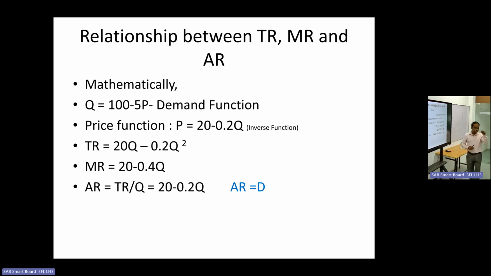So if you draw it graphically, the marginal revenue curve cuts the output axis at the middle point, and it is twice as steep as the demand curve. So this is the marginal revenue, 20 minus 0.4Q. The average revenue is TR divided by Q, so we divide the total revenue by Q and get 20 minus 0.2Q, which equals the price for the demand curve.